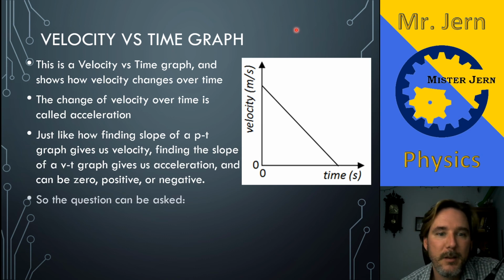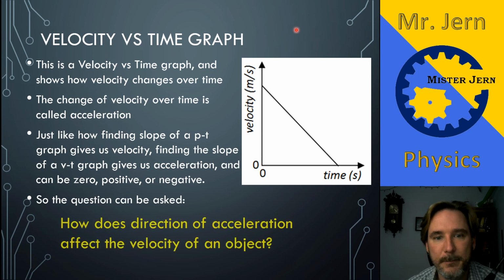So based on that, the question we can ask is this: how does the direction of acceleration affect the velocity of an object? So you have a little bit of an introduction here, and now we're going to do something to look into that.